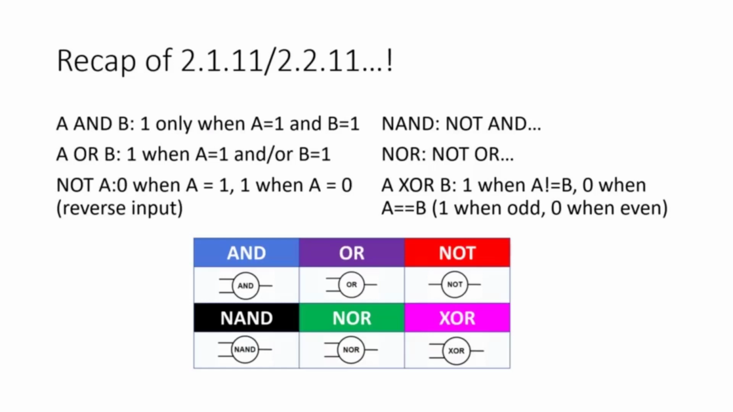A XOR B is true only when A and B are at logical inequality. So when A is 1 and B is 0, then A XOR B is 1, and vice versa for B and A.